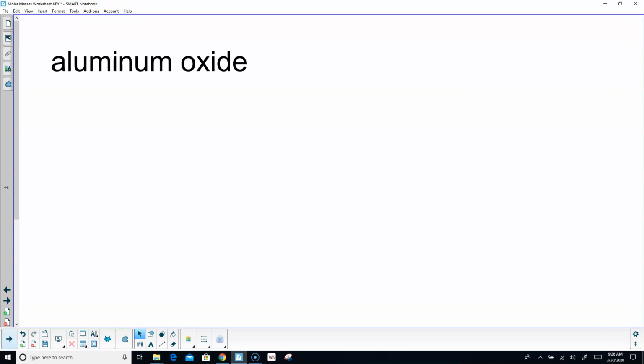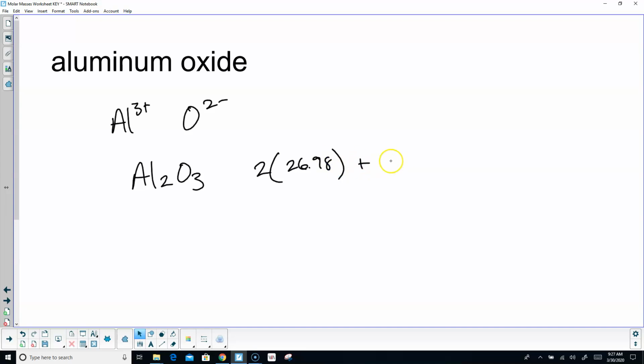Aluminum oxide. Let's see, aluminum is 3 plus, oxygen is 2 minus. So they cross, Al2O3 is your formula. Let's see, there's 2 aluminums, each weighing 26.98. Looks like 3 oxygens, each weighing 16. Multiply, and sum, 101.96 grams per mole.